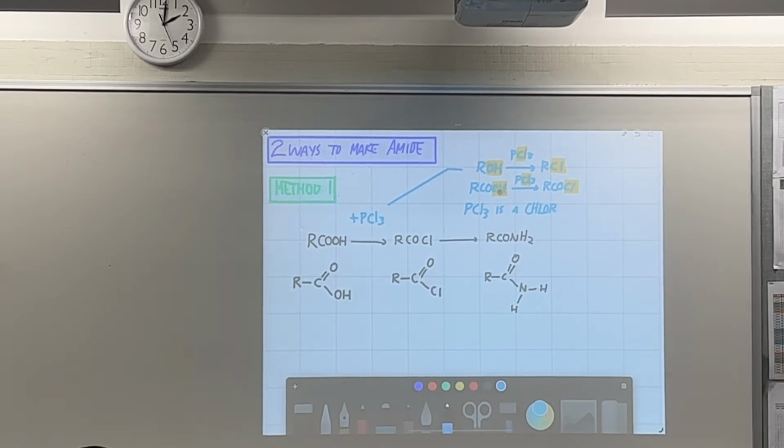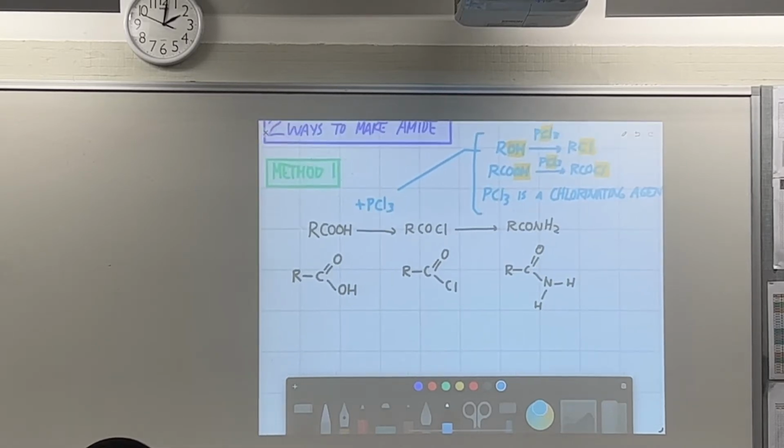It doesn't differentiate between alcohol and carboxylic acid. As long as it sees an OH, whether it is an actual OH of an alcohol or just the OH part of the carboxyl group, it will swap it for Cl. So it is, as such, a chlorinating agent. It has the ability to swap groups for Cl. Then, we have another reaction here. This requires the reaction with ammonia.